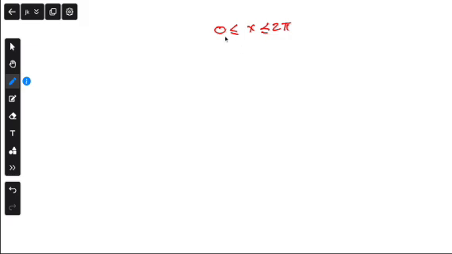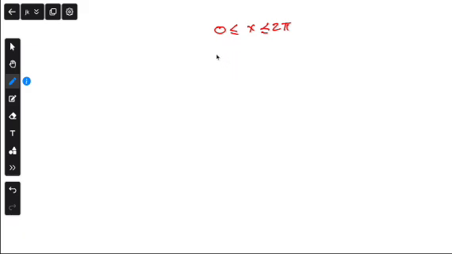So this is from 0 to 2 pi. 2 pi is 360, meaning that all the answers that we're going to find should be in the range of 0 to 360. And these are positives. Do not include the negatives. That is very, very important to understand.